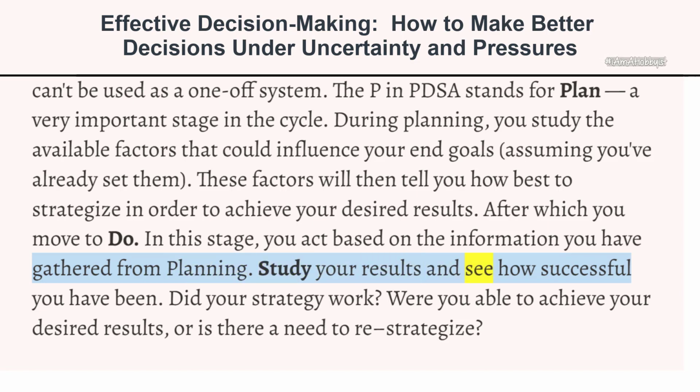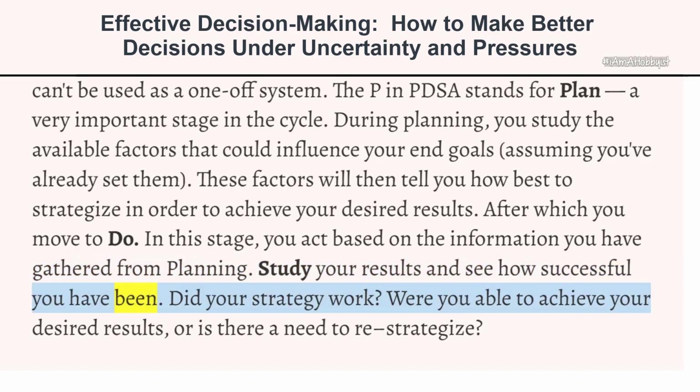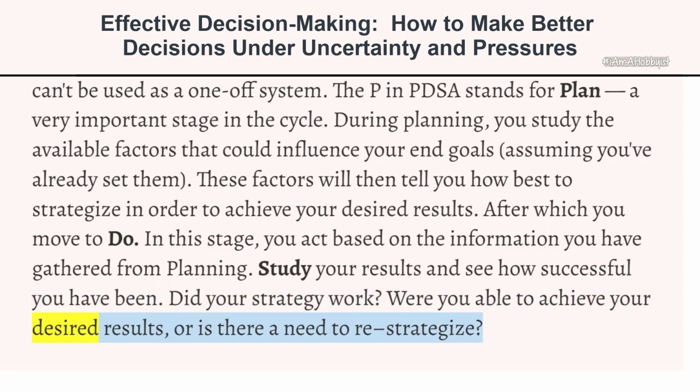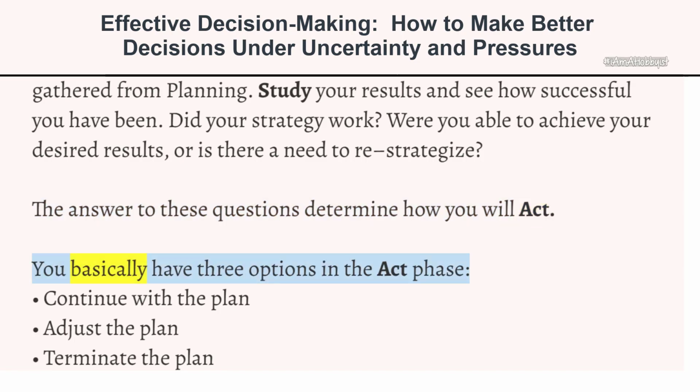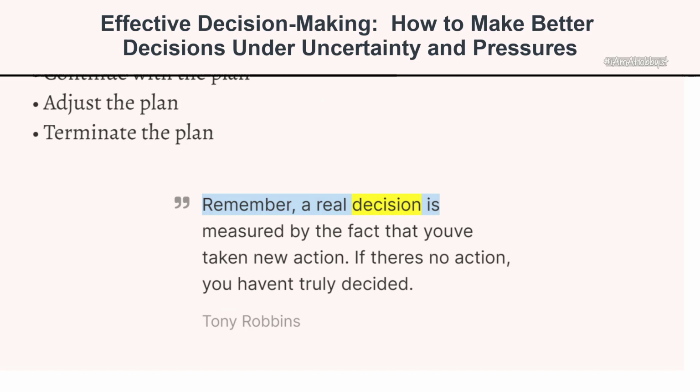Study your results and see how successful you have been. Did your strategy work? Were you able to achieve your desired results, or is there a need to re-strategize? The answer to these questions determine how you will act. You basically have three options in the act phase: continue with the plan, adjust the plan, terminate the plan. Remember, a real decision is measured by the fact that you've taken new action. If there's no action, you haven't truly decided.